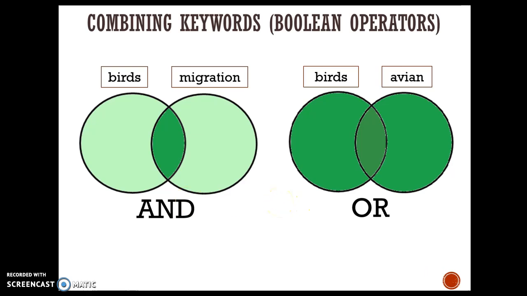Another Boolean operator we don't have here that you want to use carefully, but you might want to be aware of, is not. So not would be useful if you keep getting results that have something that you just don't want to see. It's not helpful for you.